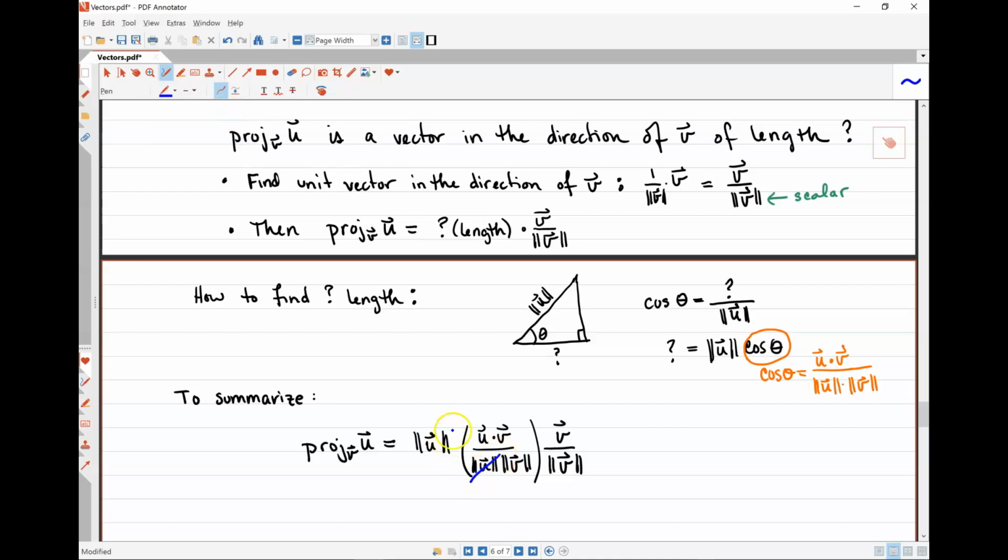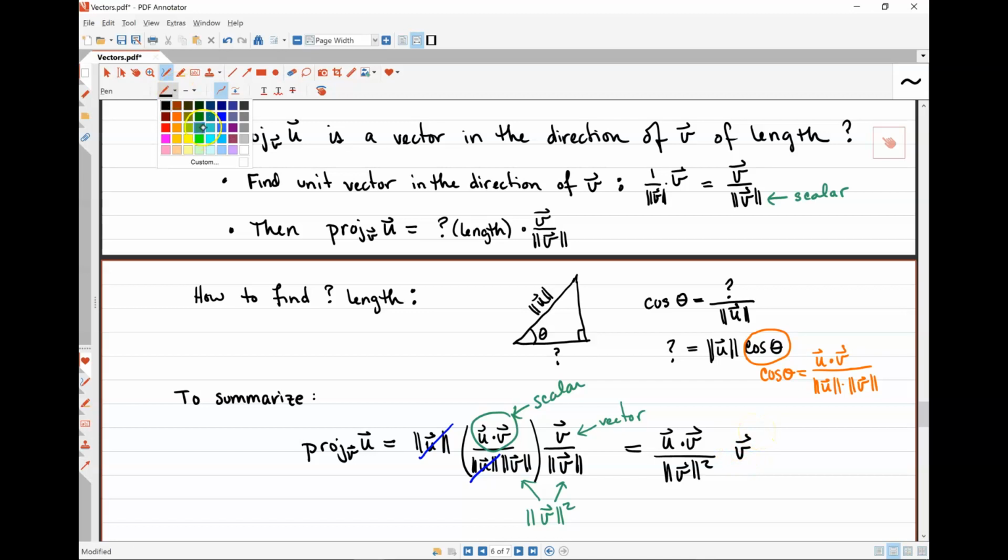So this u magnitude will cancel with that u magnitude. This is already a scalar, and this thing here is a vector. And we can put these together to make the length of v squared. So tidying up, we're going to end up with this. We'll have u dot v divided by the length of v squared times that vector v. And again, just keeping track, this is a scalar. So this is the length we were after times the unit vector in the direction of v.